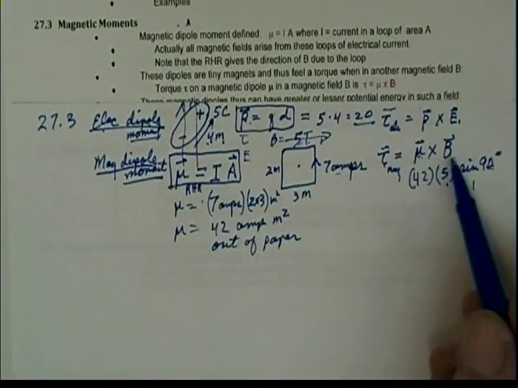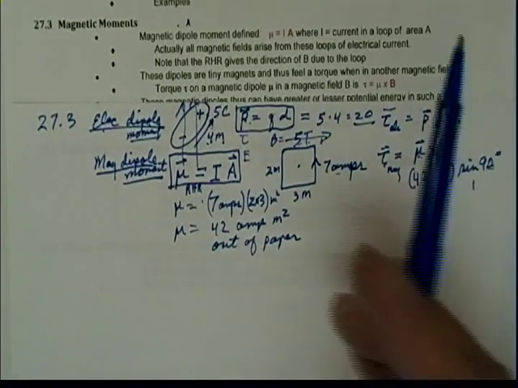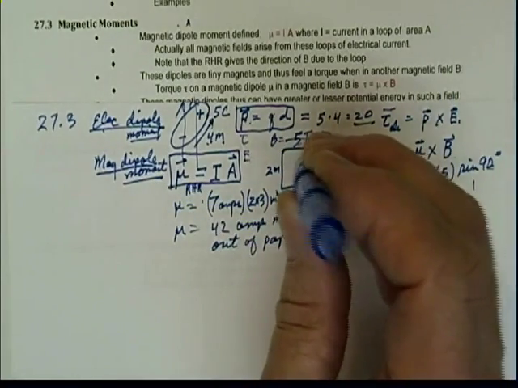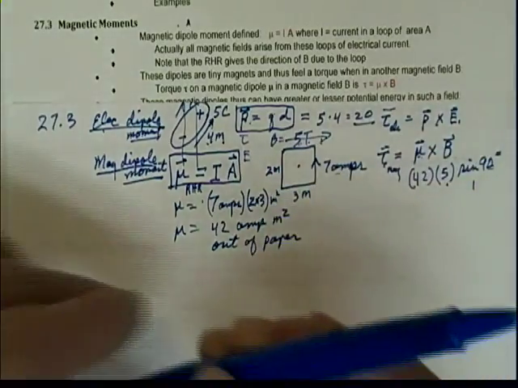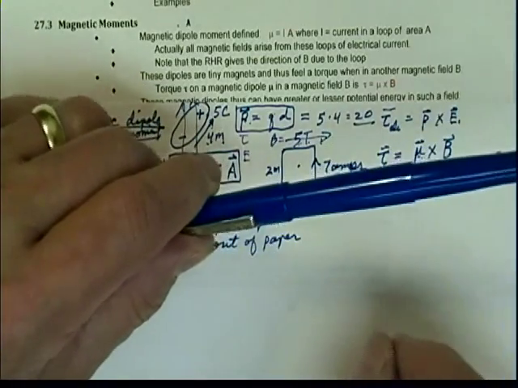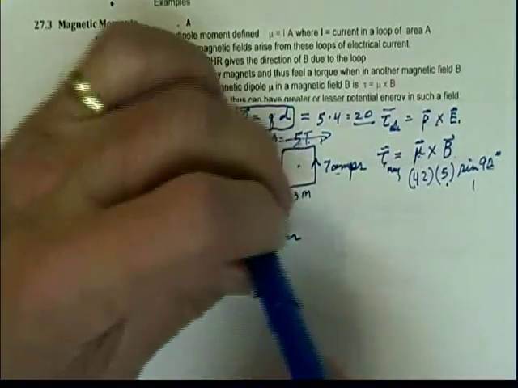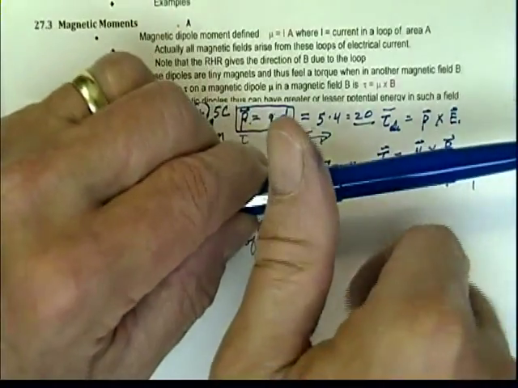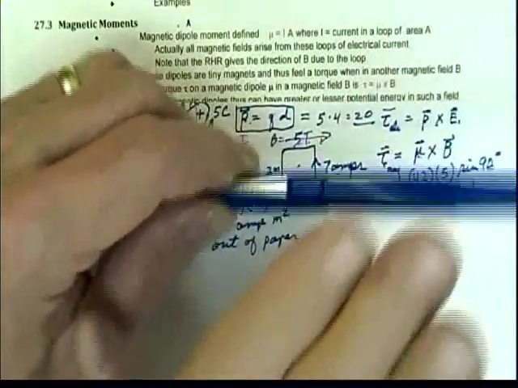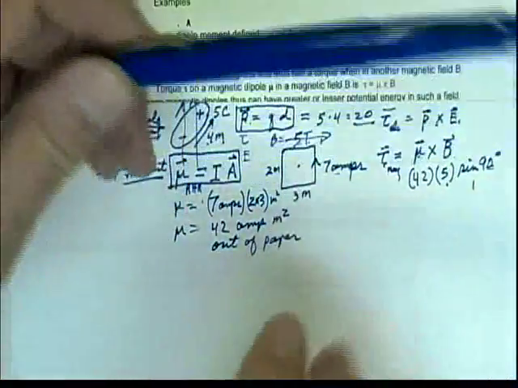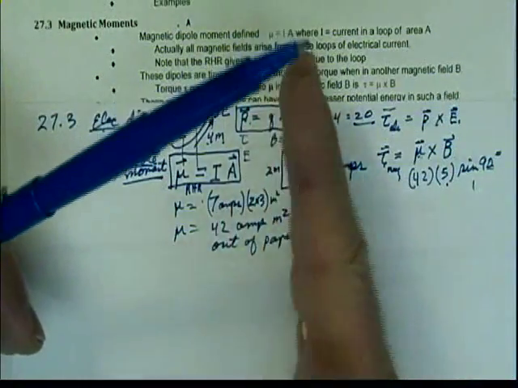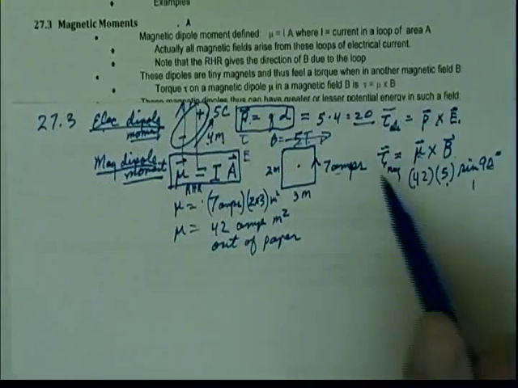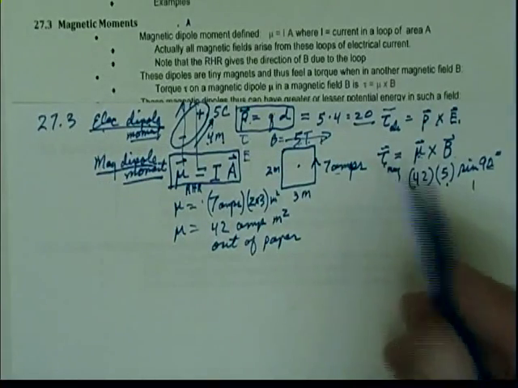Now you can say, which direction is that torque going to be? Well, if mu points upward and B points to the right, we again use the right-hand rule. And mu cross B would give us this cross this, which would mean in the upward direction. So it's going to turn this way. It's going to try to take that loop and turn it in this direction. And that's where we get our torque.